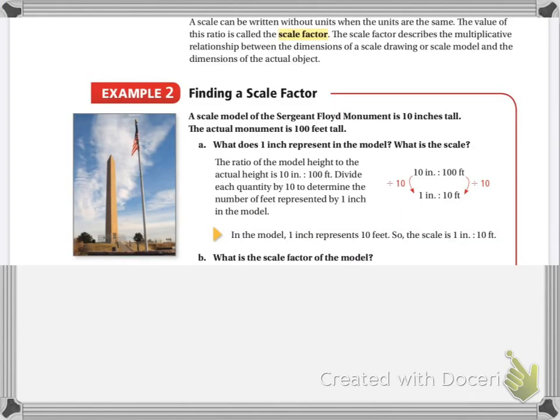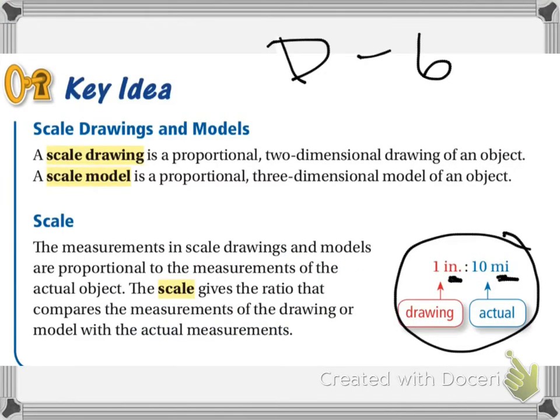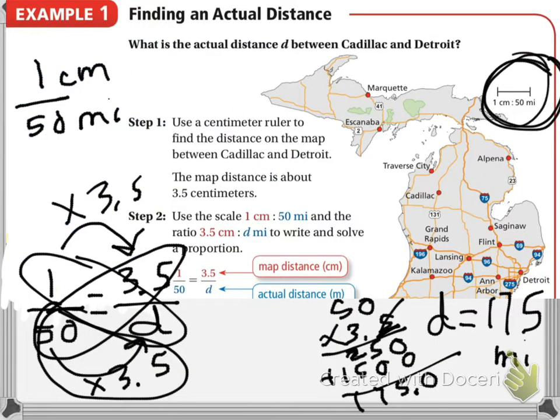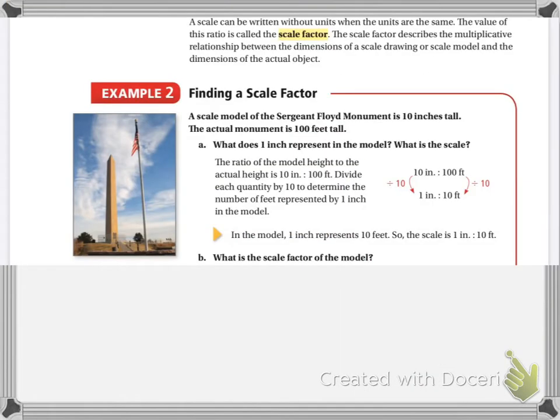If we take a look at our next example, it says a scale can be written without units when the units are the same. The value of the ratio is called the scale factor. The scale factor describes the multiplicative relationship between the dimensions of a scale drawing or scale model and the dimensions of the actual object. So for the scale factor, that's when we take it into the same units. If we look at these examples, not the same units. We've got inches and miles. In this one, it was not the same. We have centimeters and miles. So what we're going to be doing is taking it into the same units to get our scale factor.